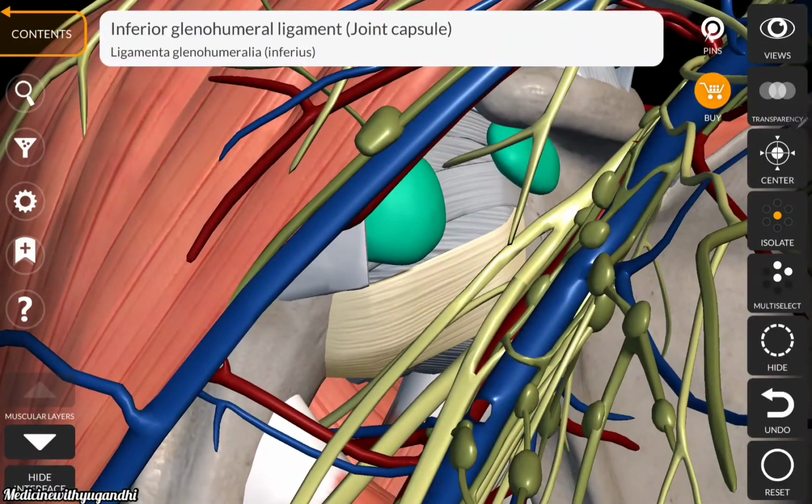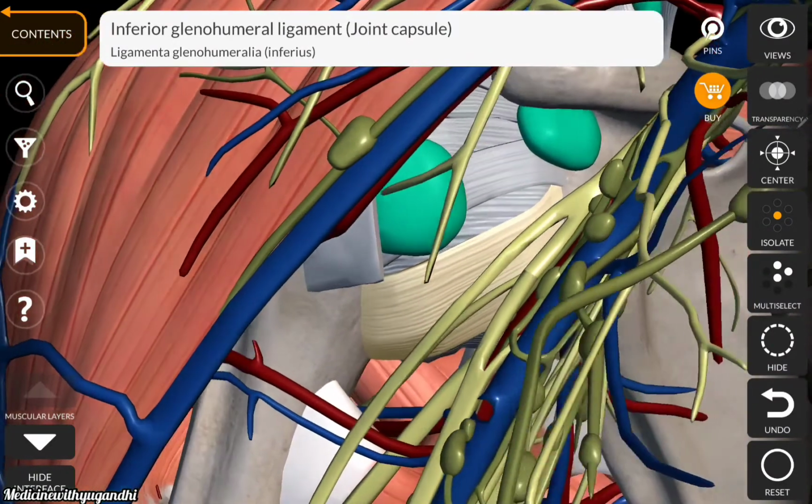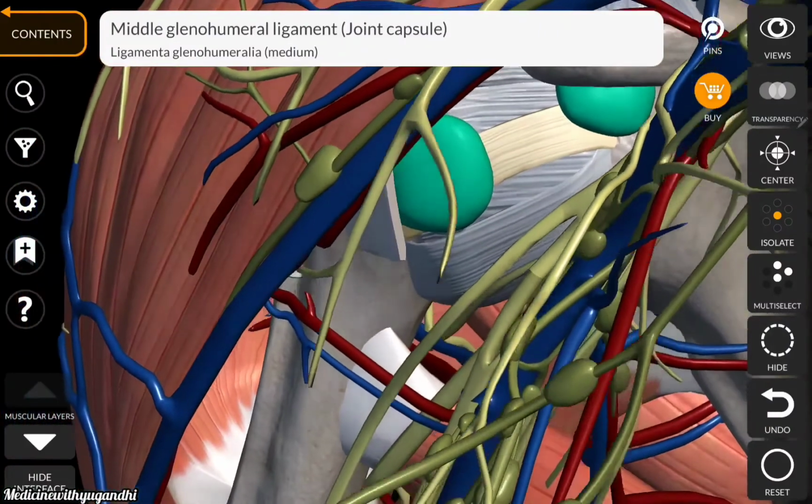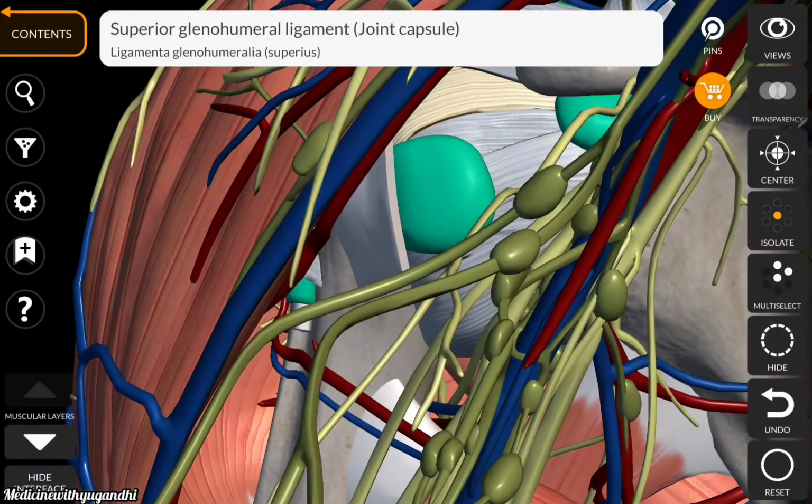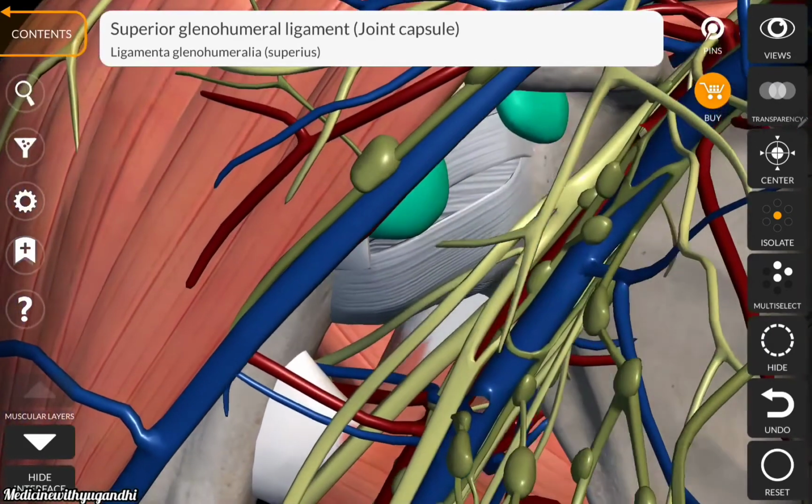Here you could see this is the inferior glenohumeral ligament, here you could see the middle, and here you could see the superior glenohumeral ligament. This space in between the superior and middle glenohumeral ligament is called the foramen of Weitbrecht. Hope you all know that.